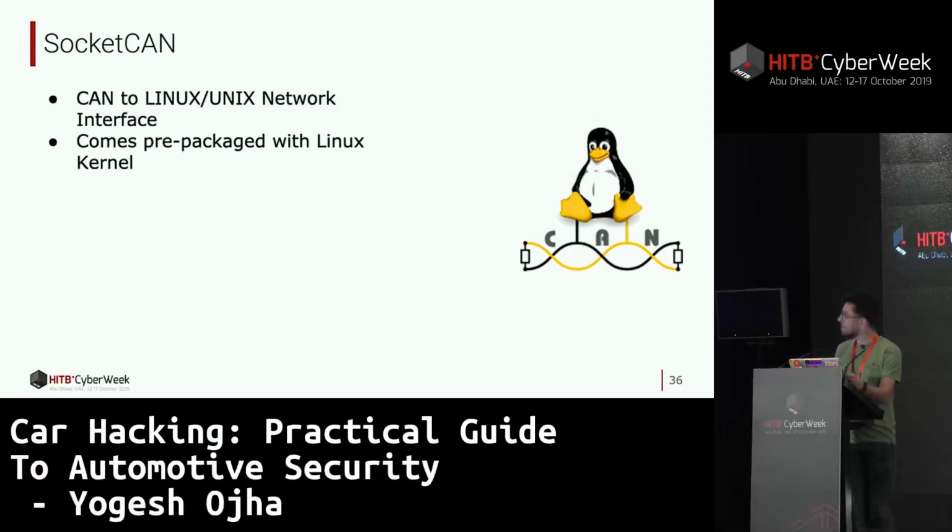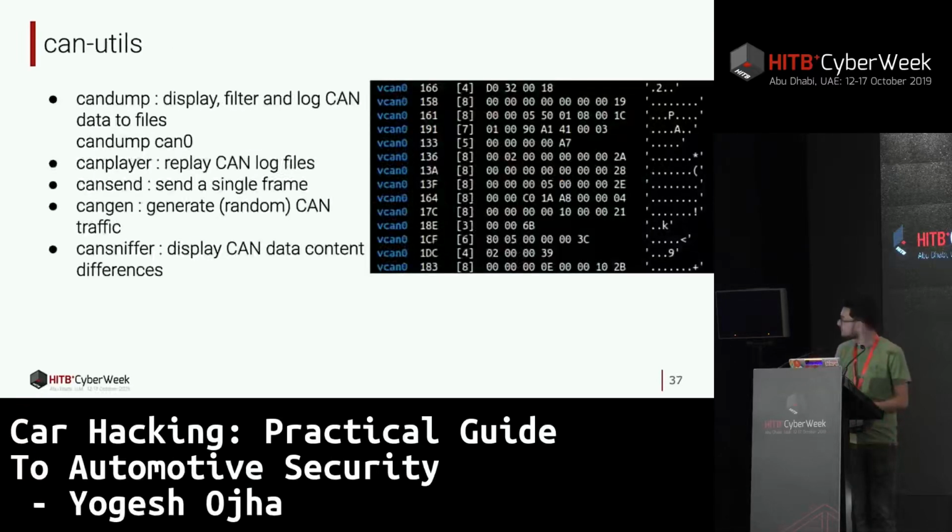Once you get this working, there is another package called can-utils, which has other smaller mini utilities called cansend, cansniffer, candump. These are really good tools to play with. So you have candump, which displays, filters, and logs the CAN packets. You have canplayer, which does the replay attack. So if you wanted to perform the replay attack, you have canplayer. You have cansend. So if you someday wanted to send fake CAN packets, you can do it using cansend.